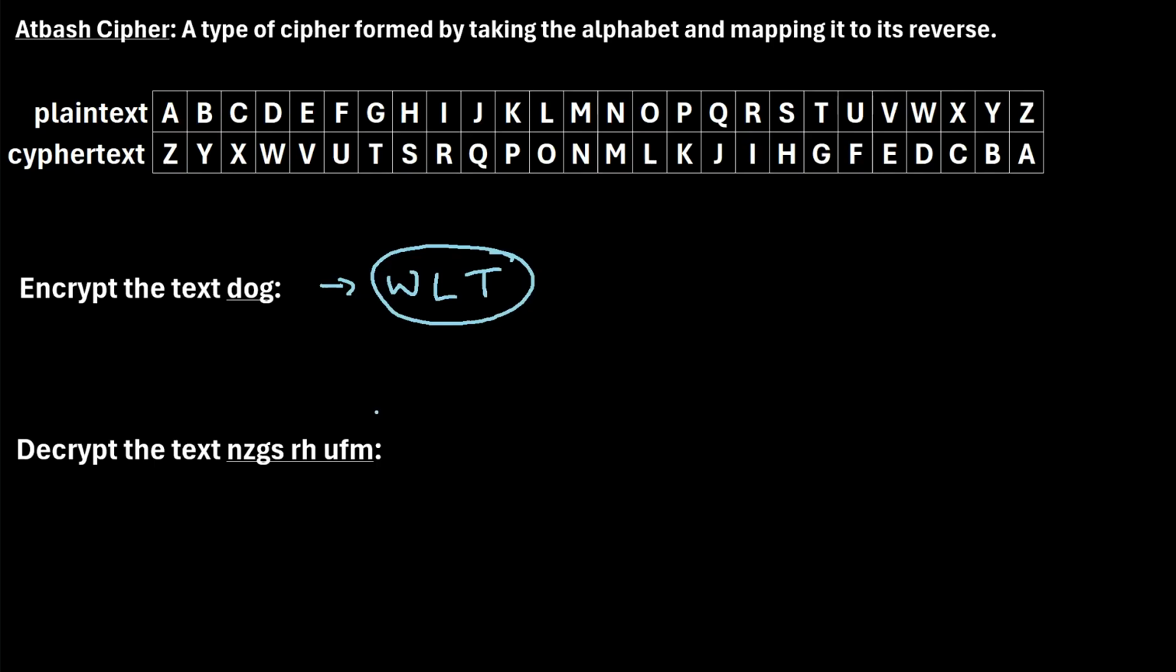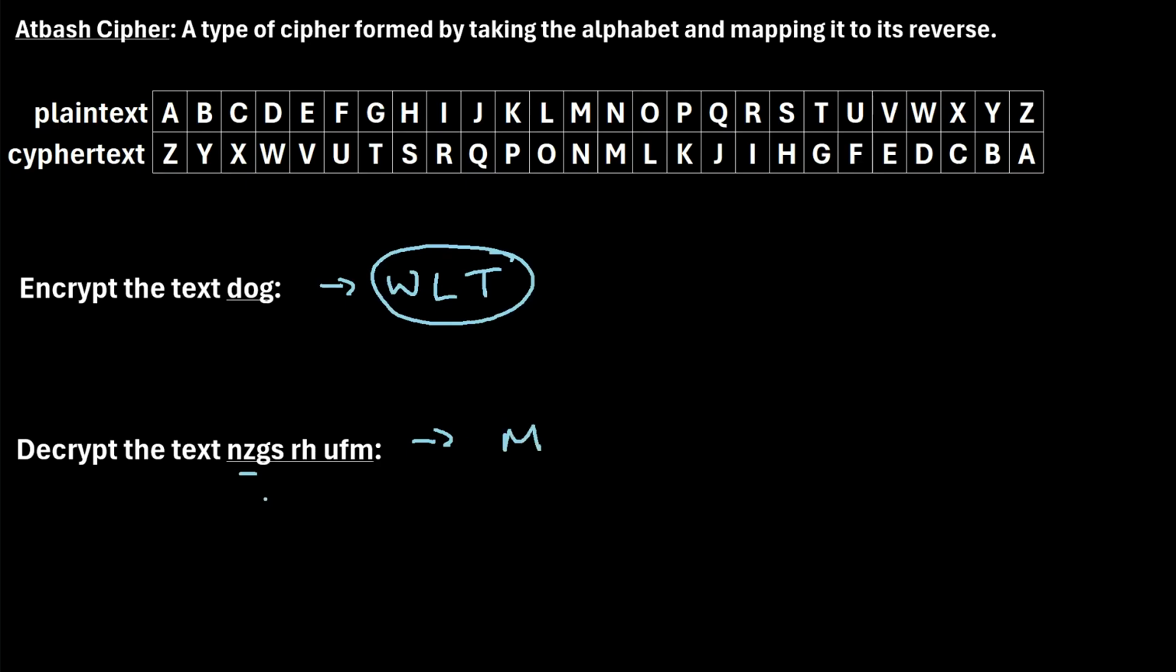Now we can use the exact same process to decrypt text that was originally encrypted using the Atbash cipher. So for example, let's say we want to decrypt this text right here. How could we do that? Well, go letter by letter. So the first letter is N. So we can see that an N in ciphertext maps to M in plain text. So we would write M.